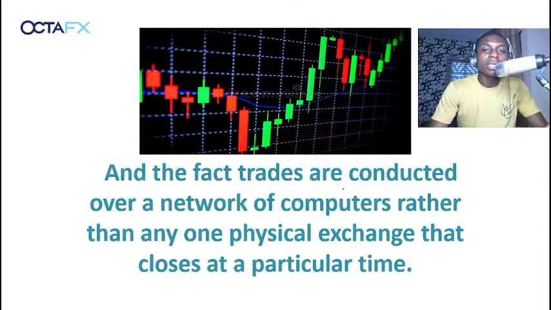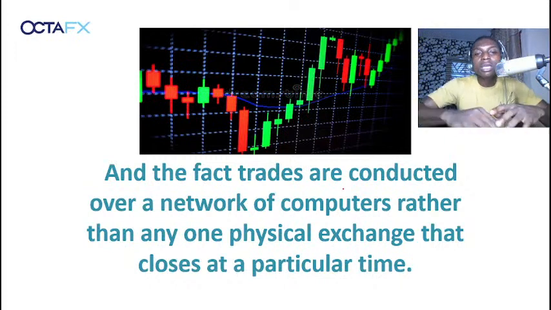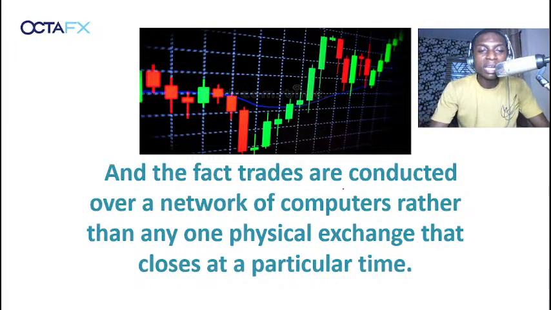Trades are conducted over a network of computers rather than one physical exchange that closes at a particular time. One fantastic thing about the forex market is that you can trade from your phone. There is no need for so many networks of computers. From your phone you can carry out foreign exchange.